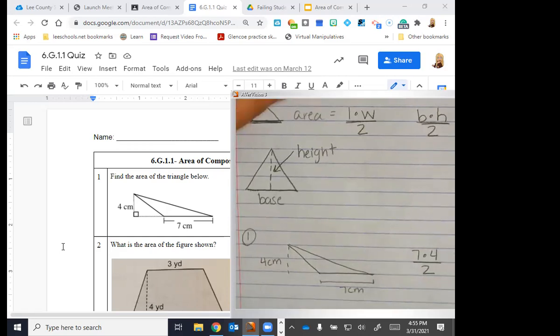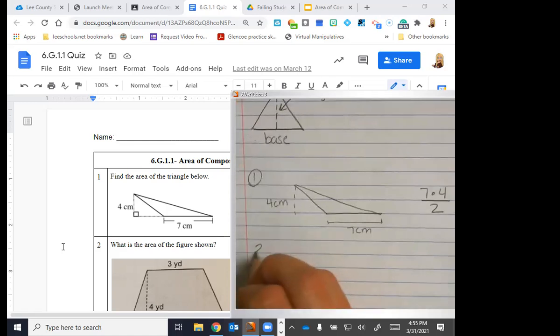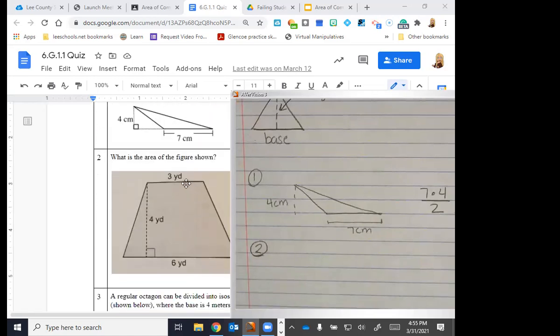All right, so now you know how to solve question number 1. Let's slide down to question number 2. Question number 2 is a trapezoid. So I'm going to slide my Google Doc down. It says, what is the area of the figure shown below?